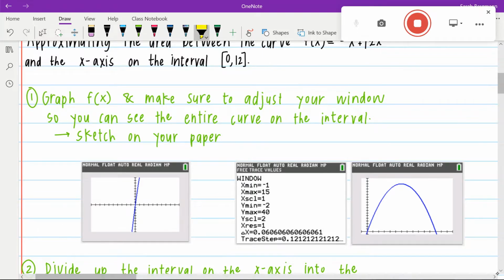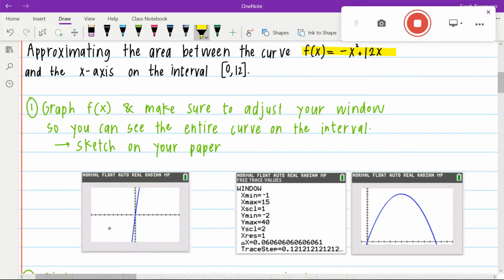So when you first graph this function on your calculator, which you should go ahead and do now, you'll probably see just what you see here in this first screenshot. This is what you'll see on a standard window. So I obviously cannot see the entire curve. I need to change the window.